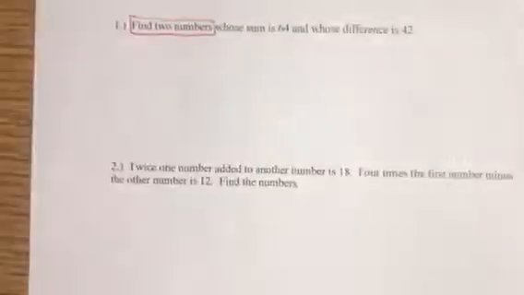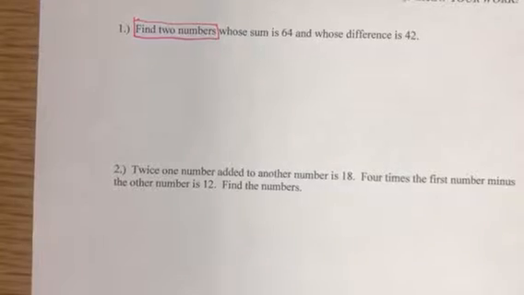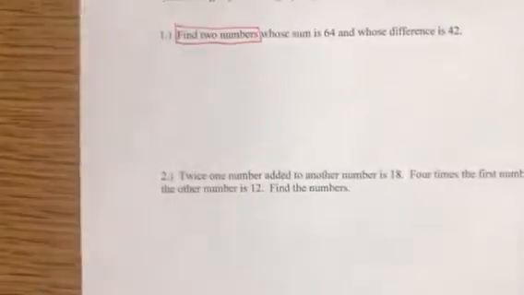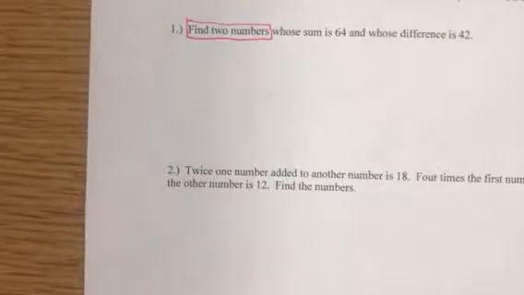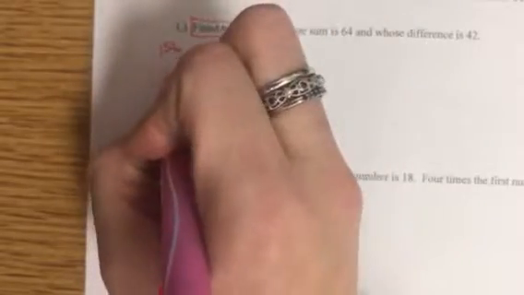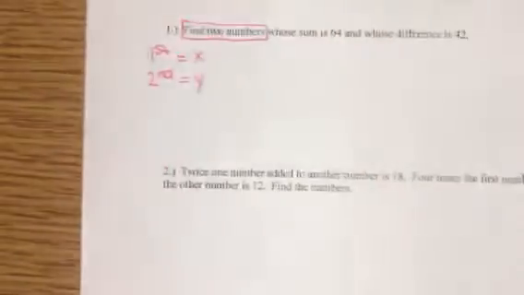So this problem is asking us to find 2 numbers. Since we're trying to find 2 numbers, that means we need to have 2 variables. You can decide what letter you want to use, but since we've been using X and Y the most, that might be the easiest way to make this first transition. So we'll have a first number, maybe X, and a second number, Y.